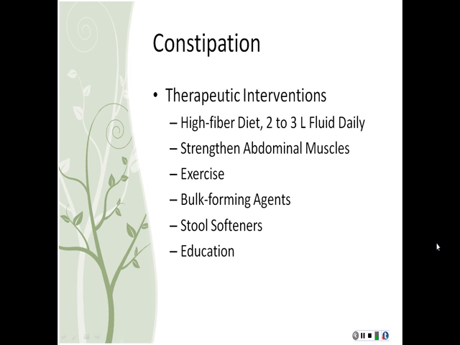How the constipation is treated depends on the cause. Some of the interventions involve a high fiber diet. Again, increasing fluid intake to 2 to 3 liters a day. Working on exercises to strengthen abdominal muscles. Using bulk forming agents or stool softeners. These should be used instead of laxatives to help with bowel movements.